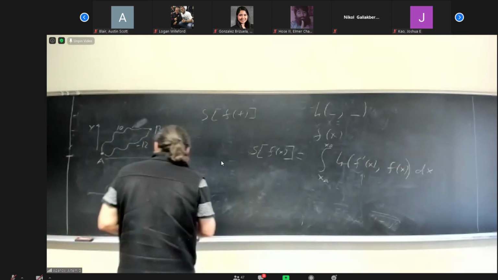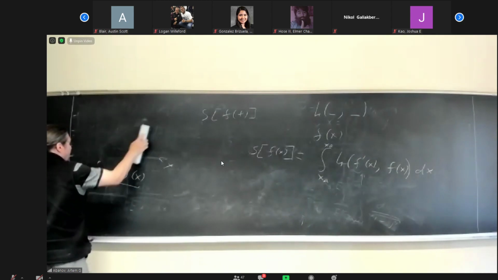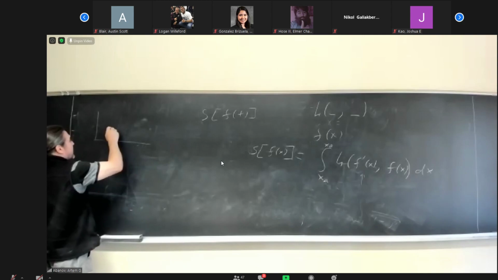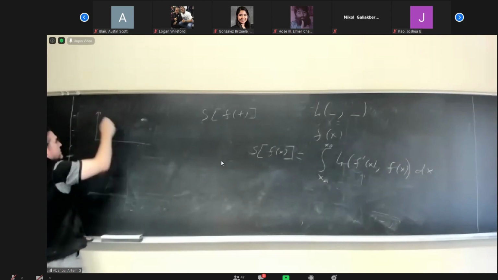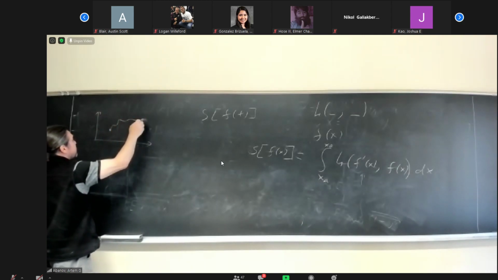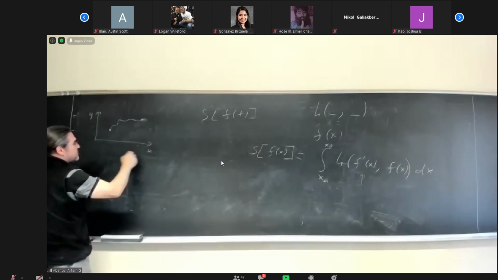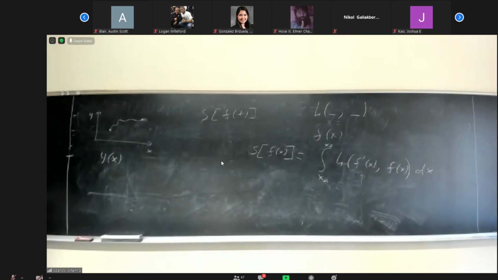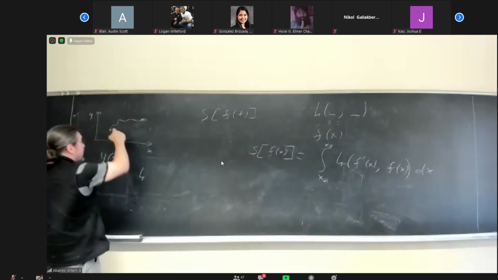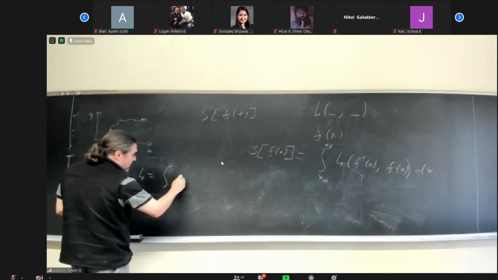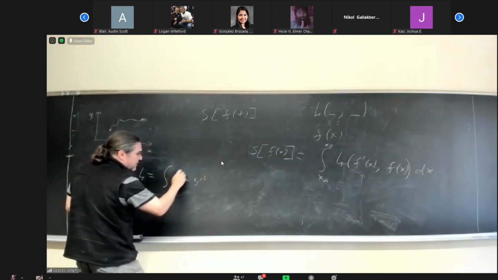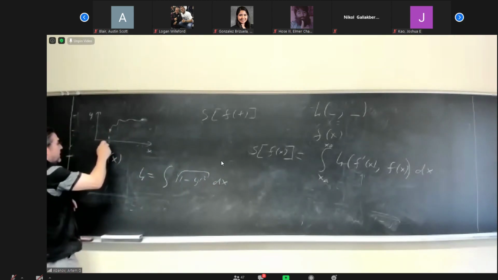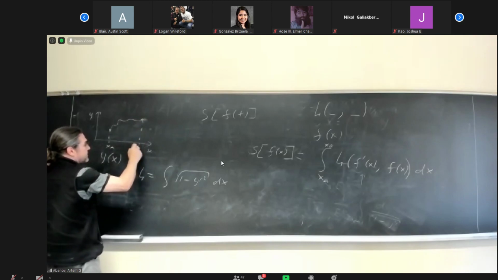Let me give you an example again, the same thing actually. Let's say that I want to go from point A to point B by the shortest possible distance. So I have all the paths which I can take. All the paths are given by the function y of x. And then I know that the length equals the integral of the square root of 1 plus y prime squared dx. And I need to go from xa to xb.